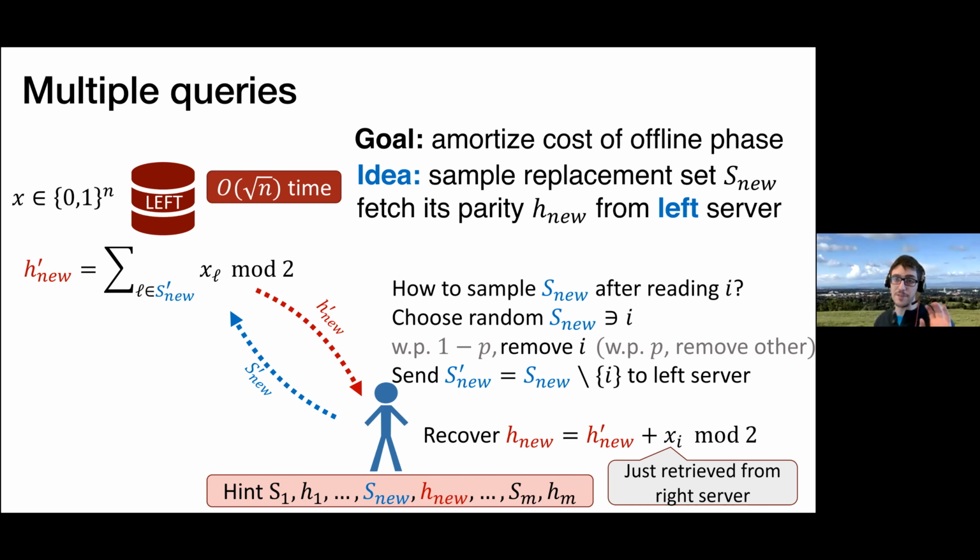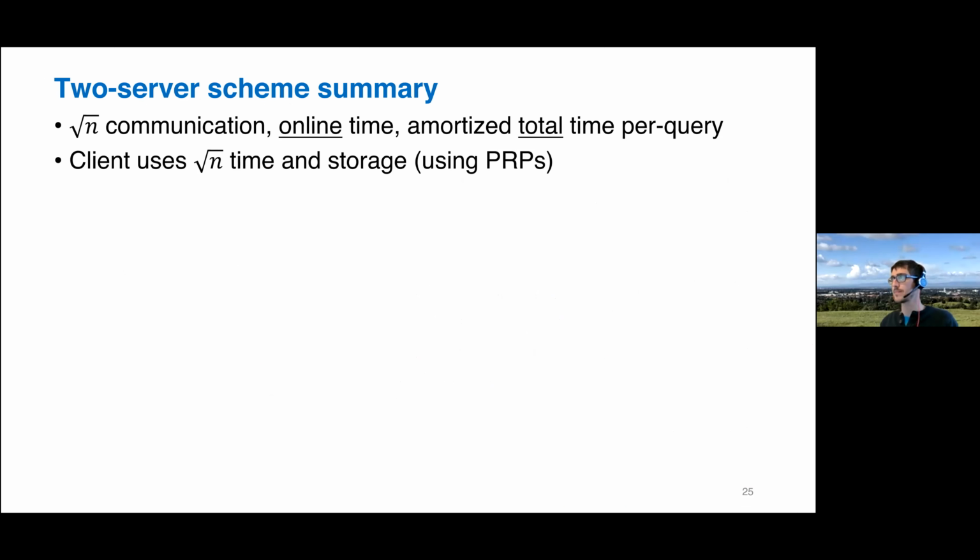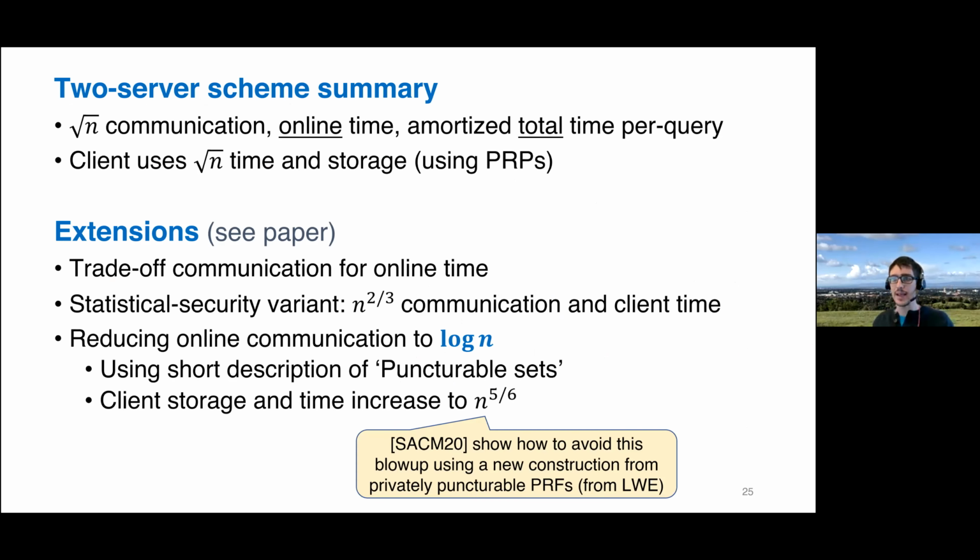And again, in the online phase, this left server that participates in the refreshing only needs to process a single set. So the online time is square root n, in particular sublinear in the database size. So to sum up the two-server scheme, we've seen a scheme that achieves square root n communication, square root n online time, and square root n amortized total time per query. And the client, by using PRPs, can store those local collections of sets in a way that allows it to process them fast. And again, as for the extensions I mentioned, you can get a statistical security variant, or you can reduce the online communication even further by similarly compressing the description of the set that is sent in the online phase.